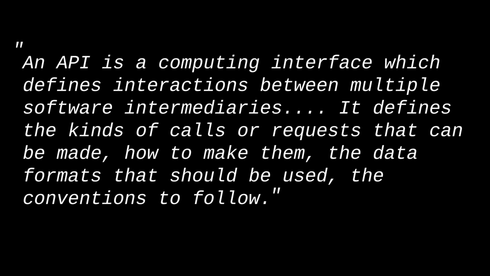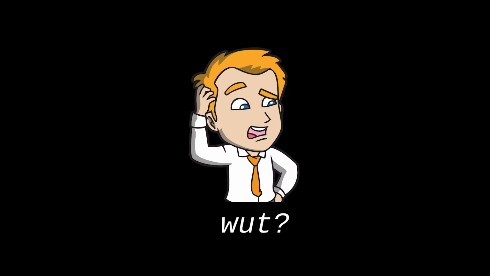The textbook definition of an API is as follows. An API is a computing interface which defines interactions between multiple software intermediaries. It defines the kinds of calls or requests that can be made, how to make them, the data formats that should be used, and the conventions to follow. Now that was a lot of words. Let's go back to our original example to understand this a little bit further.